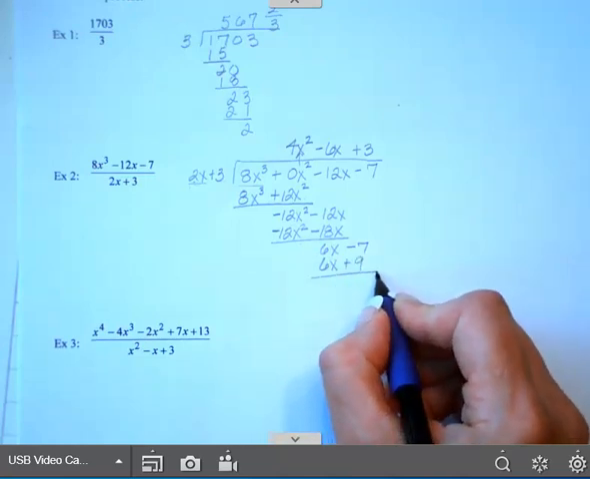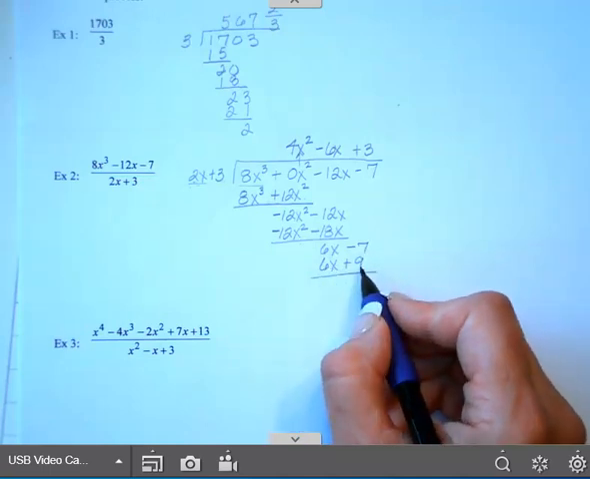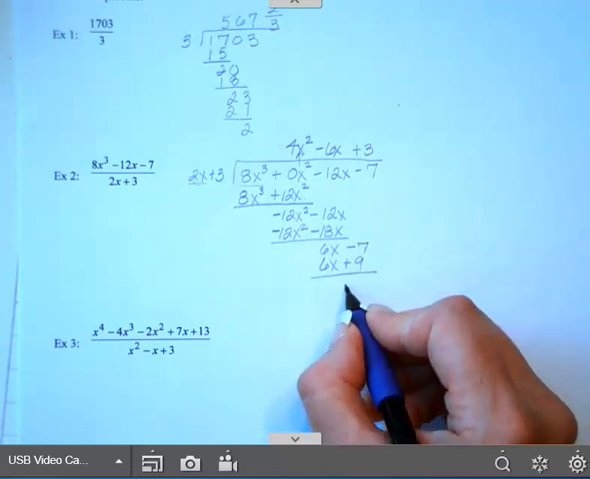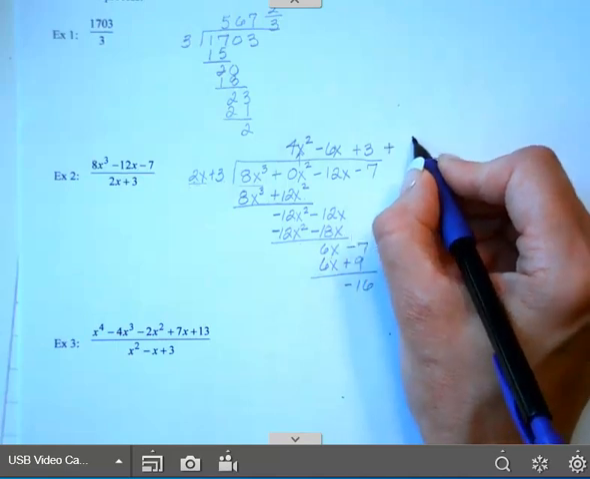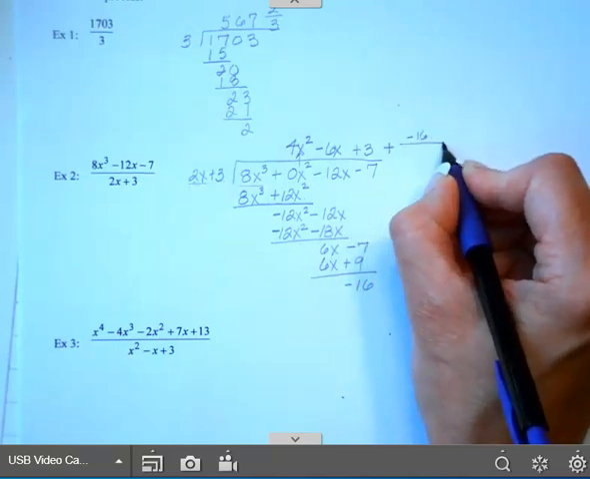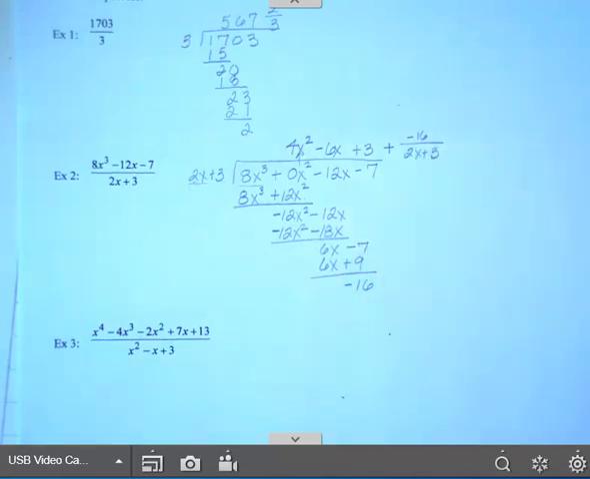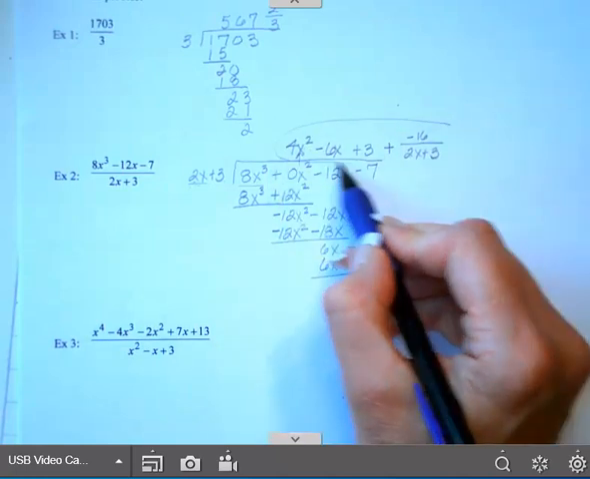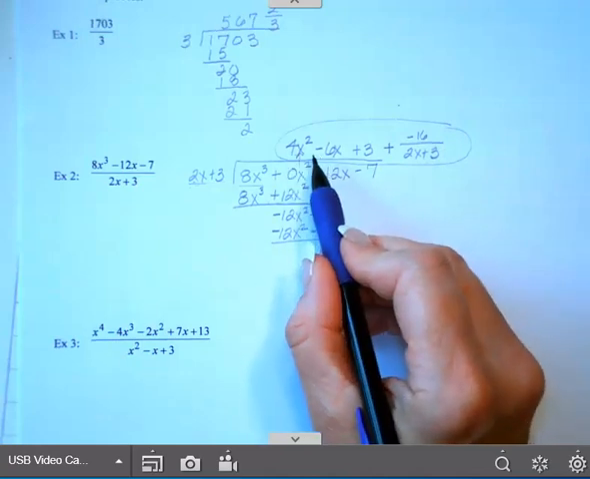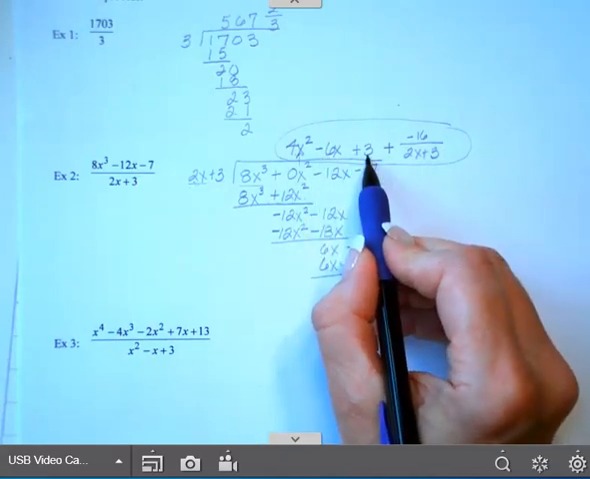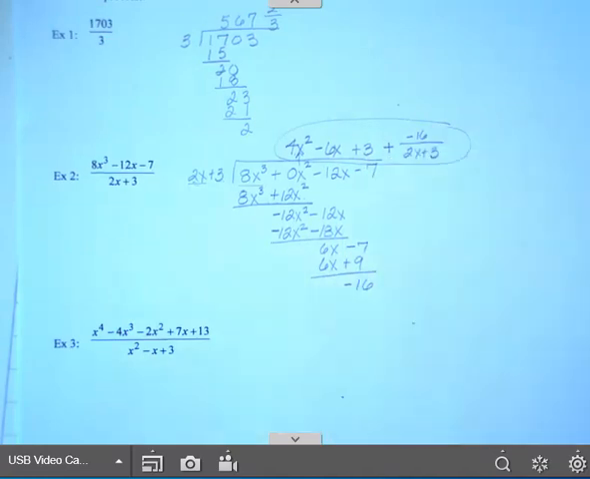And remember to subtract. 6x minus 6x is 0. Negative 7 minus 9 gives you negative 16. And so that is my remainder. I just put plus, and then I'll put my negative on the top. And this is called the quotient and remainder. So the 4x squared minus 6x plus 3, that part is the quotient, and then the negative 16 is the remainder.